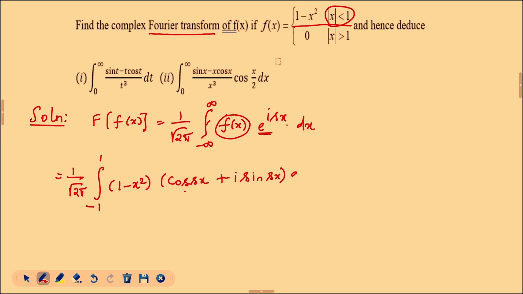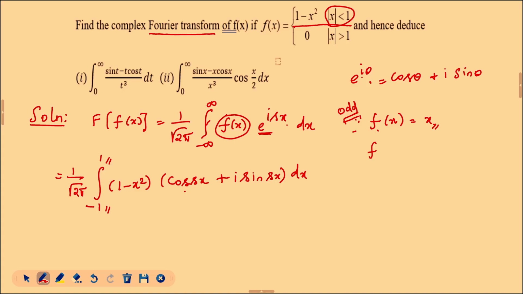We know that in trigonometry, e power i theta is cos theta plus i sin theta. So, we are writing e power isx as cos sx plus i sin sx. Now, since the interval is minus 1 to plus 1, we can apply the concept of odd and even function. So, let me explain what is an odd function and what is an even function. First, odd function. Consider a function f of x.